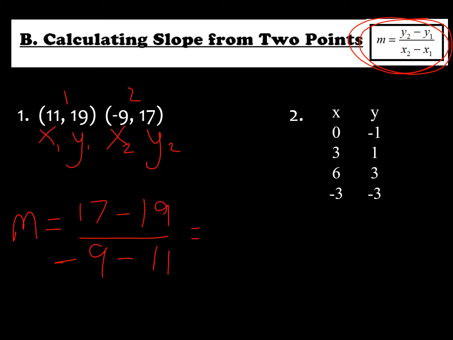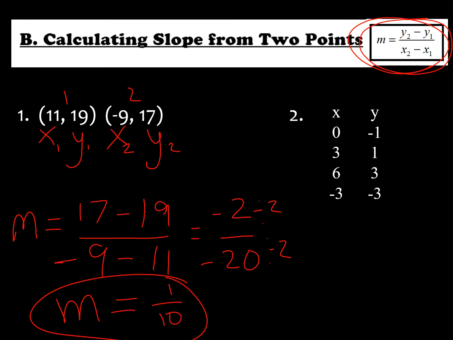So 17 minus 19 is negative 2, and negative 9 minus 11 is negative 20. So then to simplify that, negative and negative cancel out. 2 negatives make a positive, and then 2 and 20, I can divide both of them by 2. So I get 1 over 10. So the slope of the line between those 2 points is 1/10.